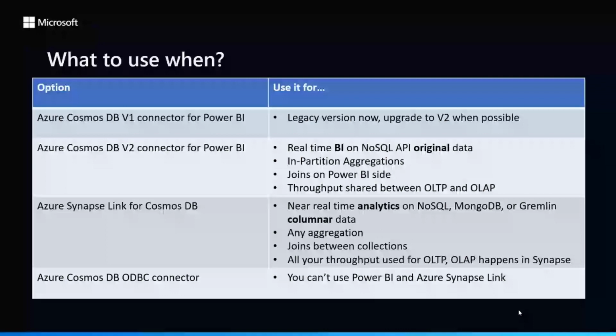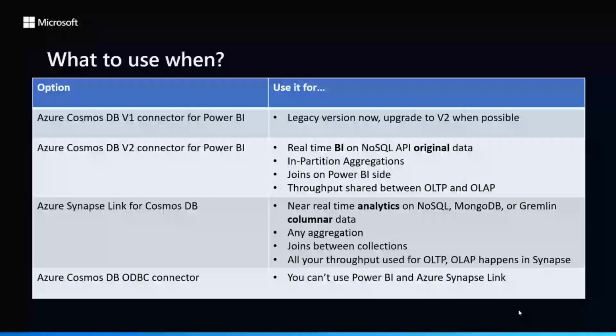The V2 connector we just presented is suggested for real-time BI on your NoSQL API original data. Why original? Because it doesn't read data from Analytical Store. It doesn't read data from the columnar version of your data. It reads your original documents. It supports scenarios with in-partition aggregation. So you know what the partition key is, and you want to submit an aggregation to the database.